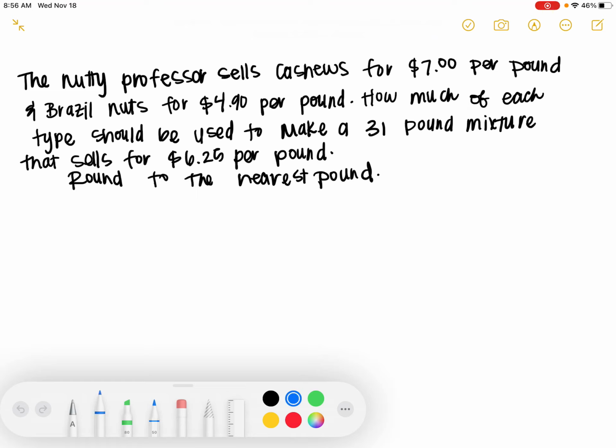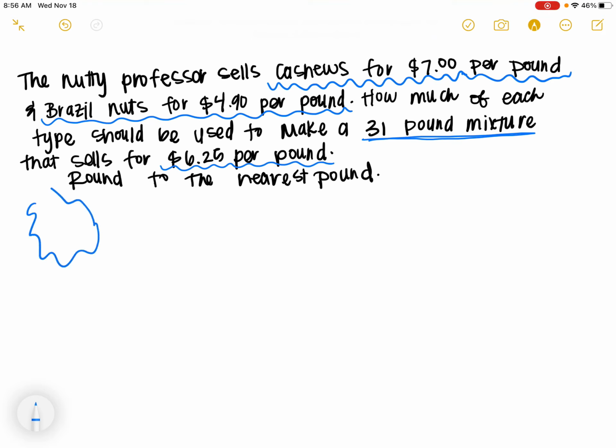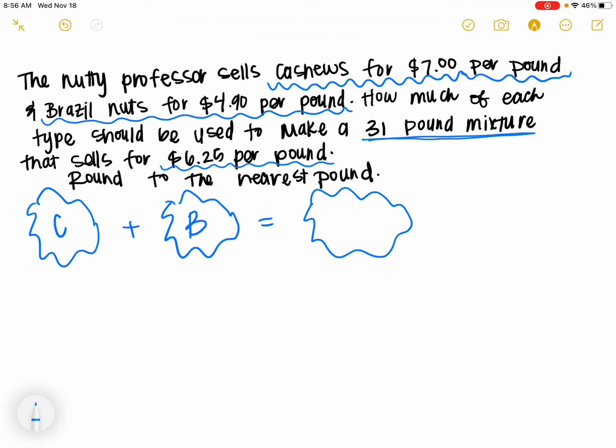So the Nutty Professor sells cashews for $7 per pound. I guess that per pound is important. And Brazil nuts for $4.90 per pound. And we want to know how much of each type should make a 31-pound mixture that sells for $6.25 per pound. So that means we have this bag of cashews, plus another bag of Brazil nuts, and that equals a final bag of 31 pounds of cashews and Brazil nuts.